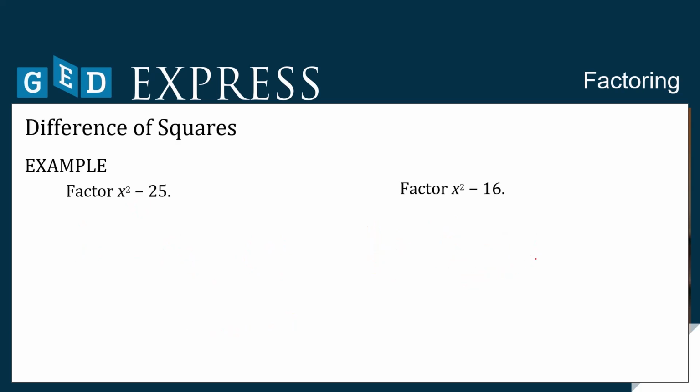Now the third type of factoring is the difference of squares. Okay, this is easy because you just need to see whether the first term is a perfect square, the second term is a perfect square, and the operation is minus.